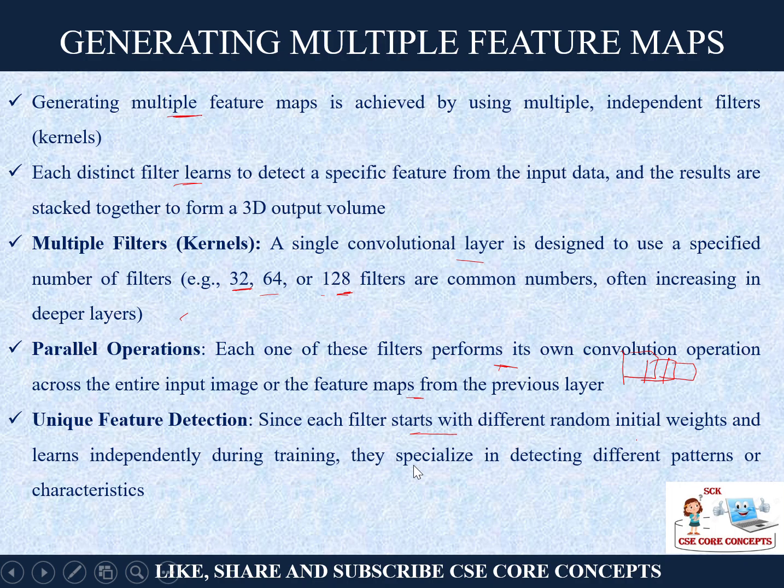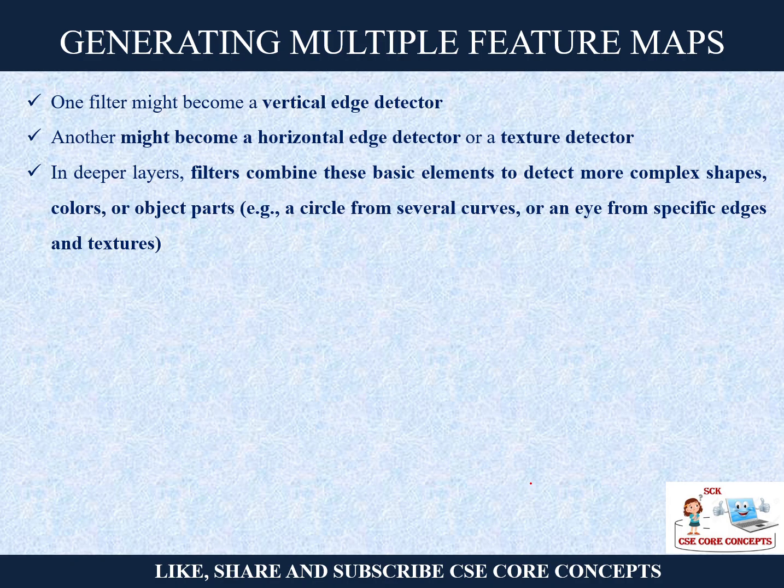Okay, and they learn during the training, specializing in detecting different patterns. So itself it is learning. The first time it may fail with the weights, right? It may not go correct. So next time it can change its weight and find out other features. So one filter might become a vertical edge detector, finding all the vertical edges. Another filter might be finding the horizontal edges. Some filters might be finding the texture of the image. So in deep layers, filters combine all these features to detect very complex shapes, colors, or object parts.